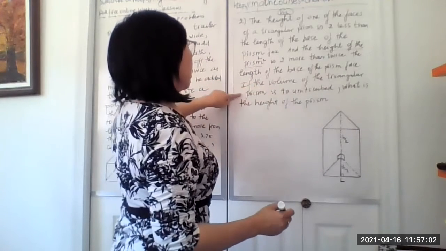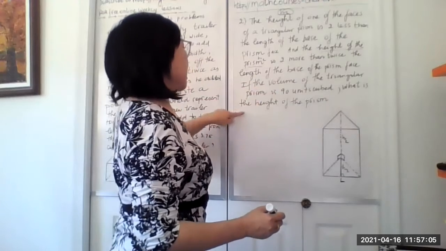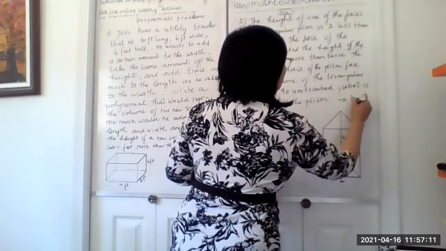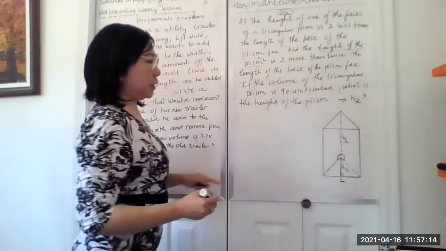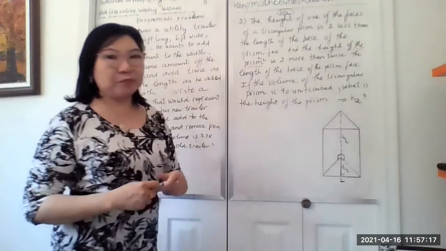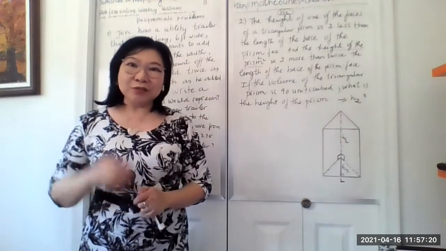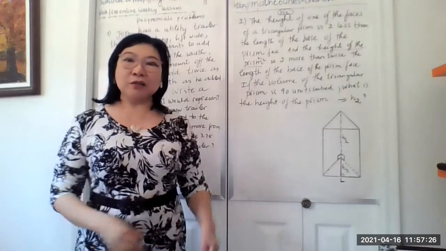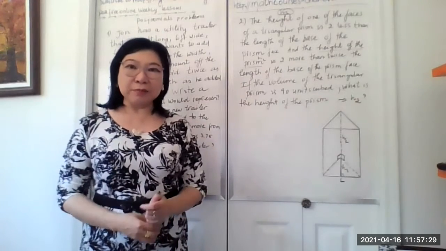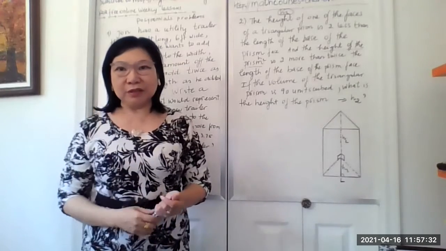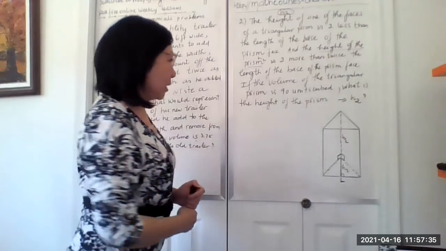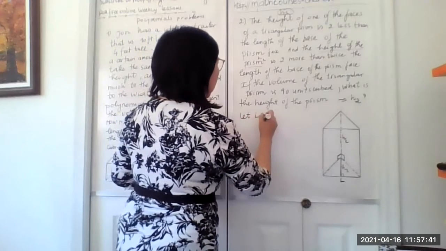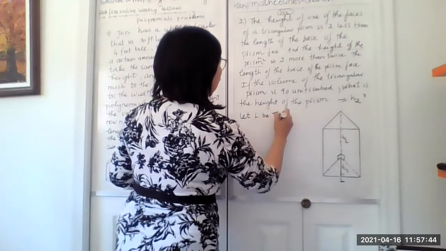If the volume of the triangular prism is 90 units cubed, what is the height of the prism? So the question asks for the height of the prism, which is height 2. So how do we solve this problem? In order to solve the problem, we have to establish a function, and based on the data given, we can establish our function. So I'm going to say let L be the length of the base.